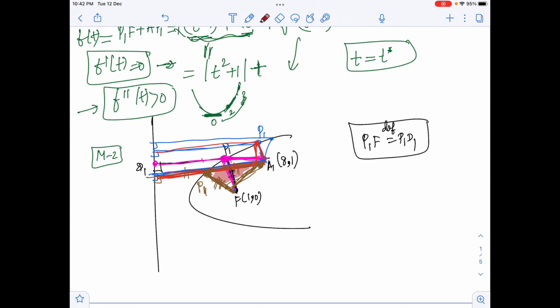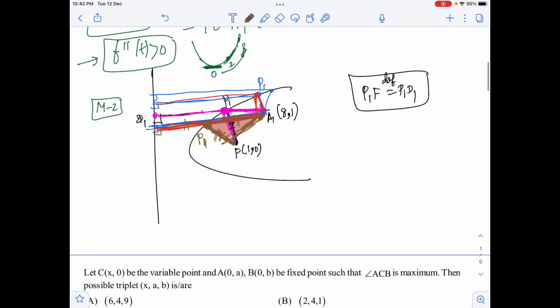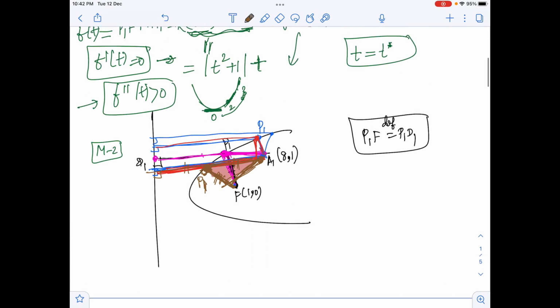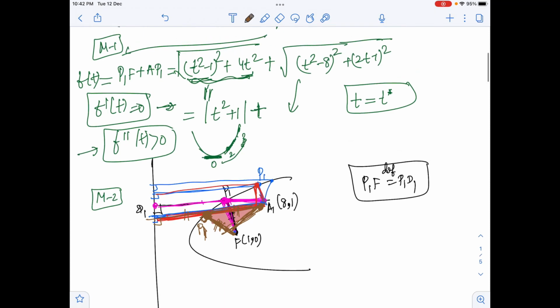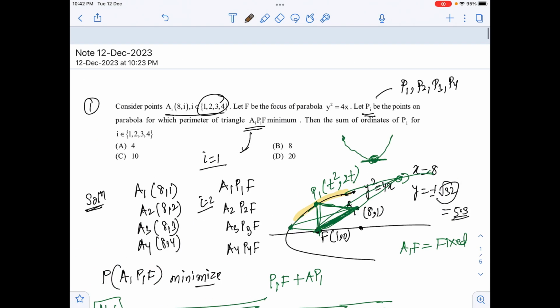So let me just color it. So for this triangle, you get the minimum distance case, and you can clearly see what the y coordinate of the point is at which the minimum distance is achieved. So the y coordinate of the point P1 is basically 1. So that is the same as point A1.